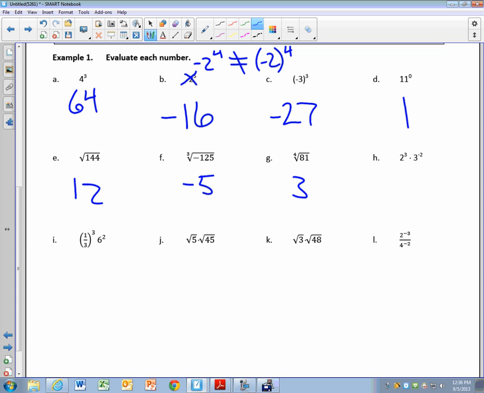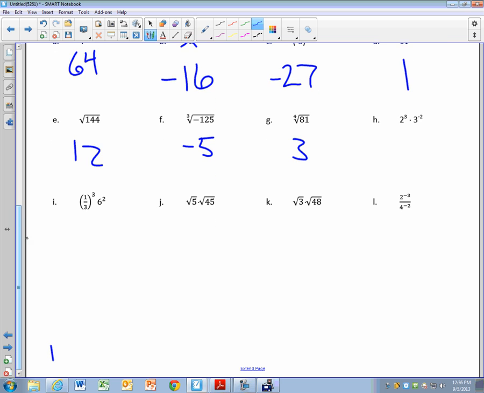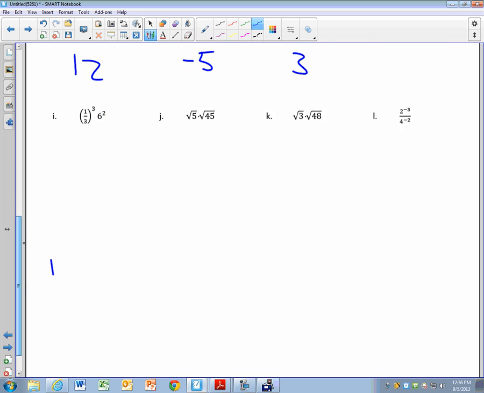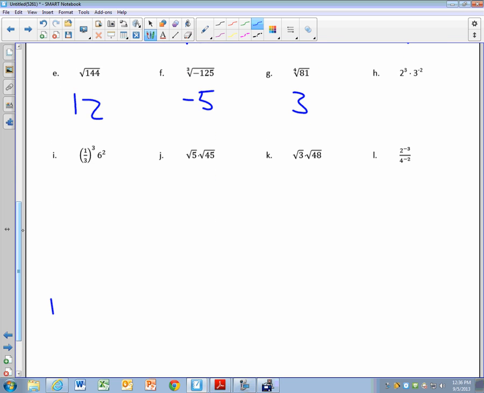2 to the third times 3 to the -2. I want to simplify that. What should I do first? Okay, good. So I'm going to rewrite this 3 to the -2. So I have 2 to the third over 1 times, how do I rewrite 3 to the -2? 1 over 3 squared. Now I've gotten rid of the negative exponent.